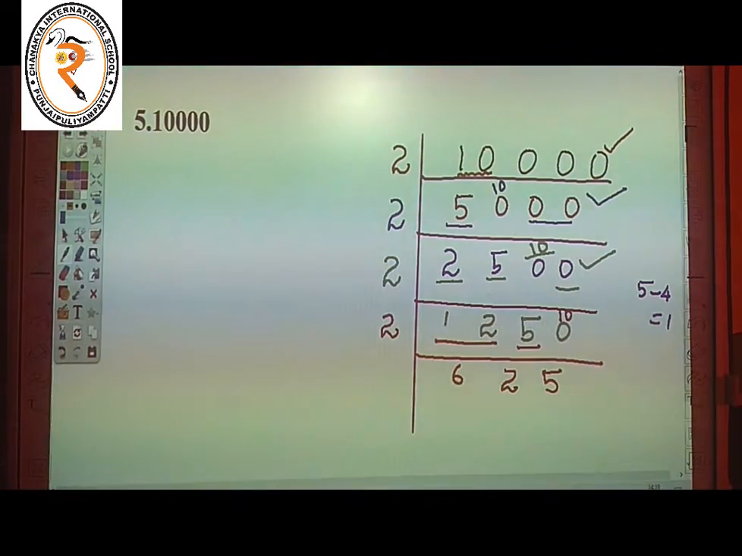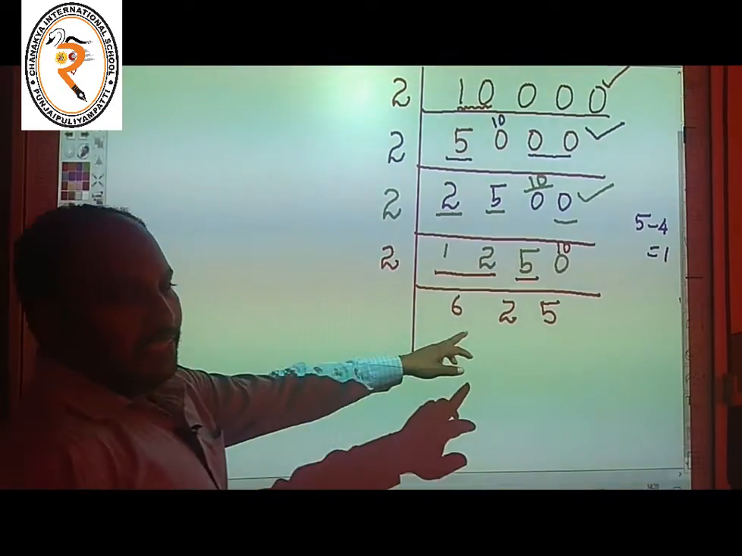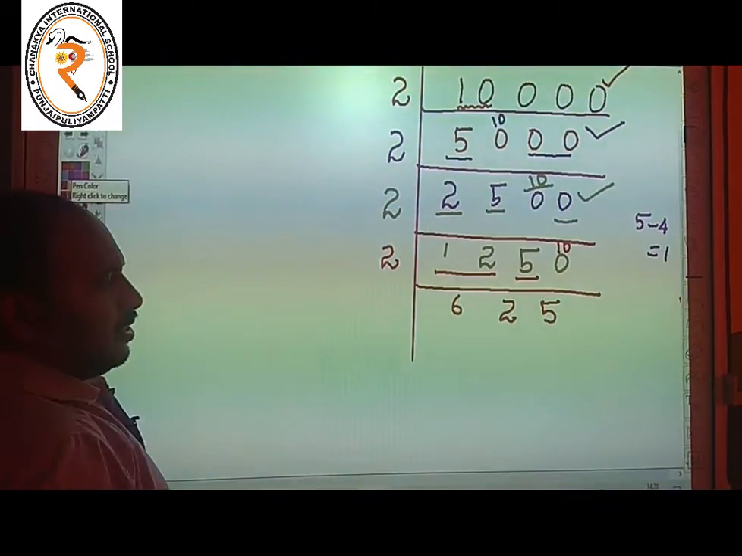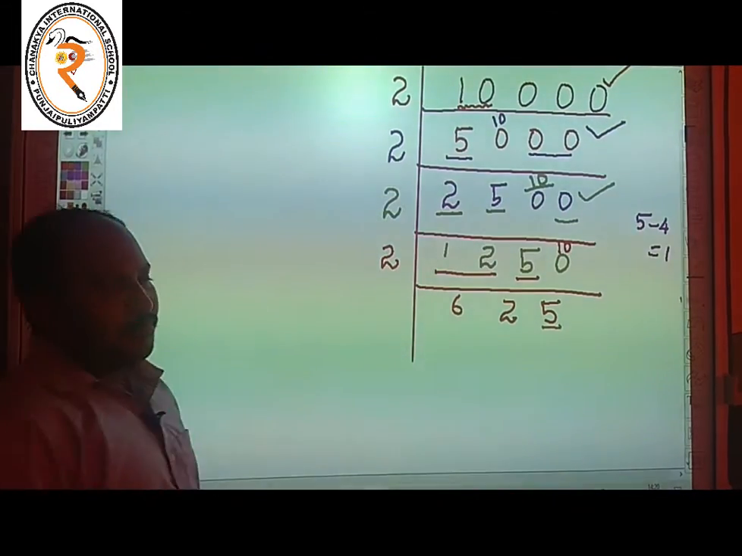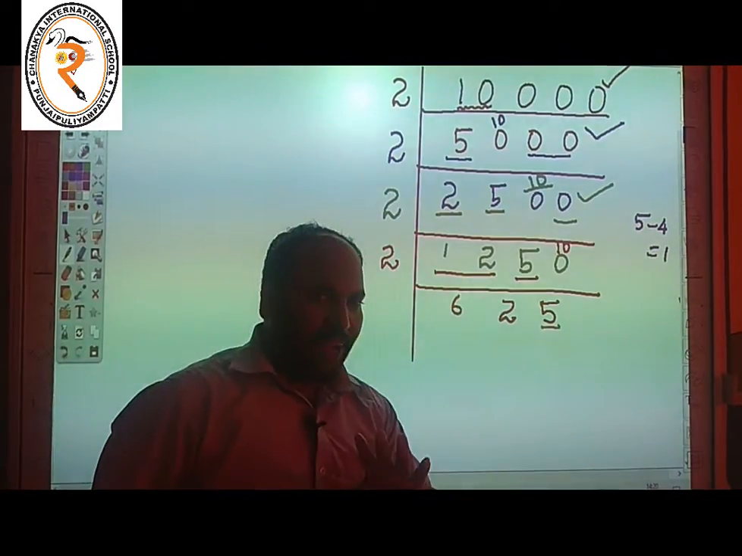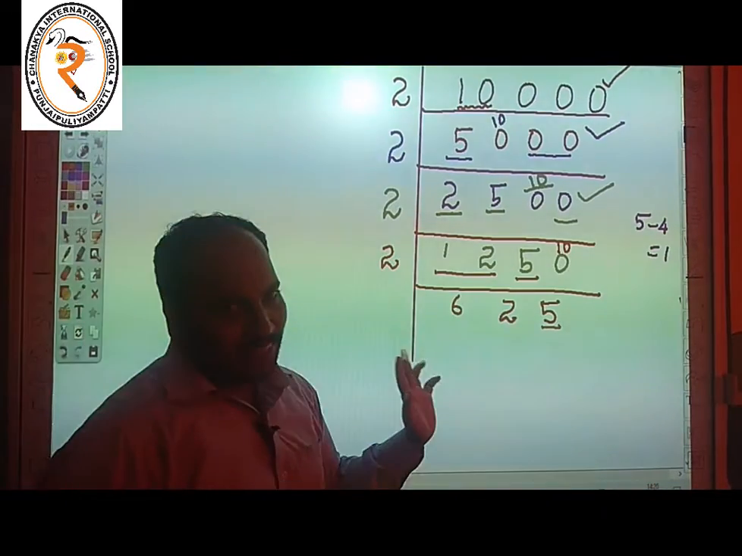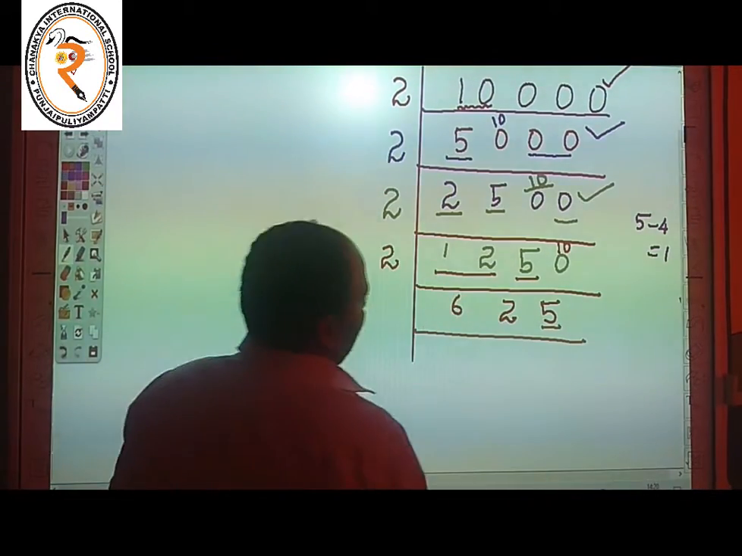The next one: 625. Here the last digit is 5. The number 5 cannot be divided by 2. So we go to the next prime number.